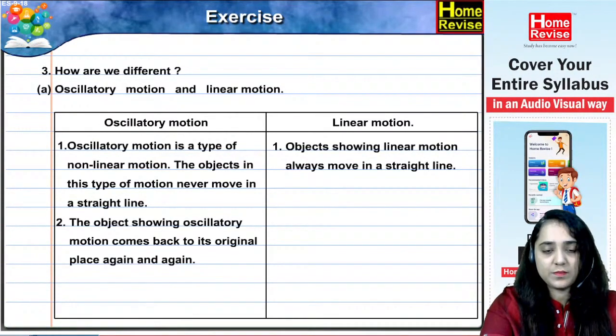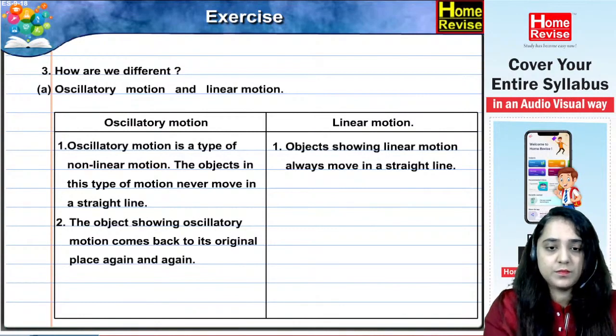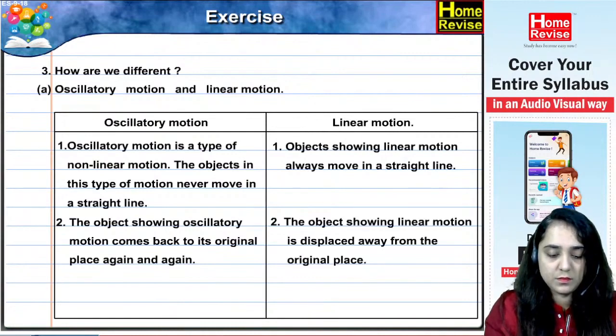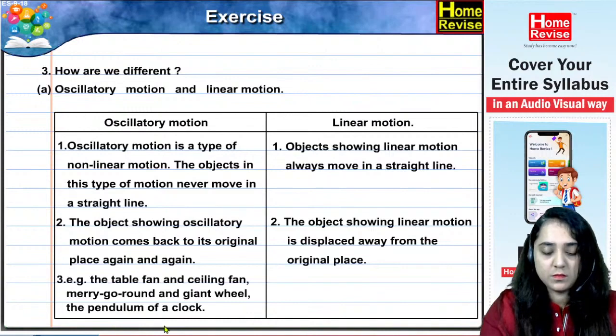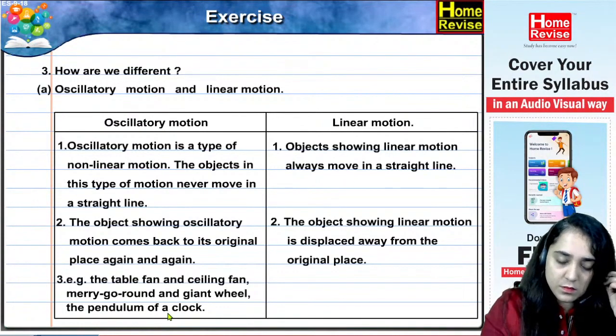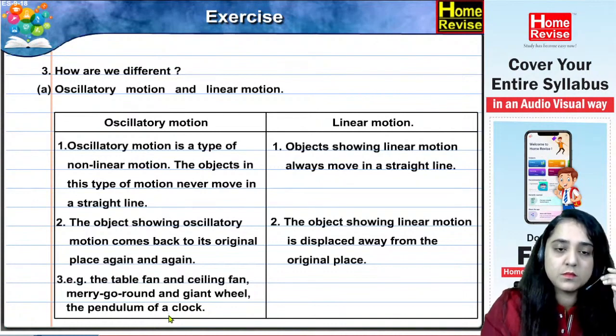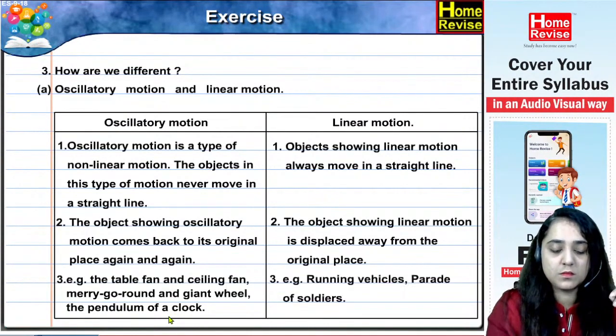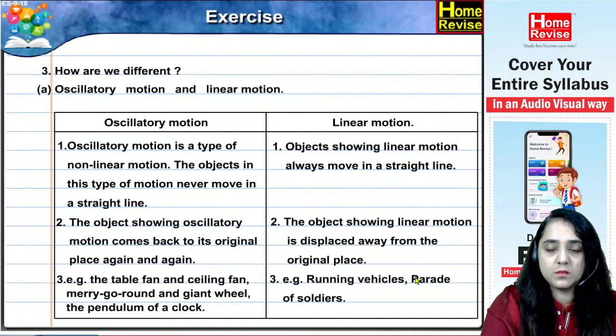Point number two. The object showing oscillatory motion comes back to its original place again and again. Whereas the object showing linear motion is displaced away from the original place. Point number three. Examples: the table fan and ceiling fan, merry-go-round and giant wheel, the pendulum of a clock. Examples of linear motion: running vehicles, parade of soldiers.